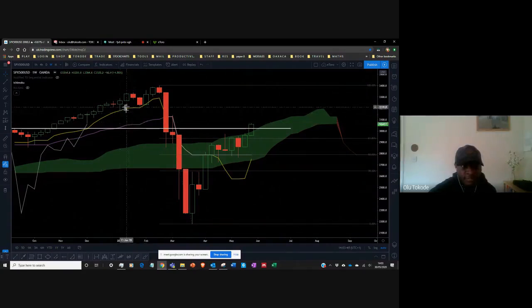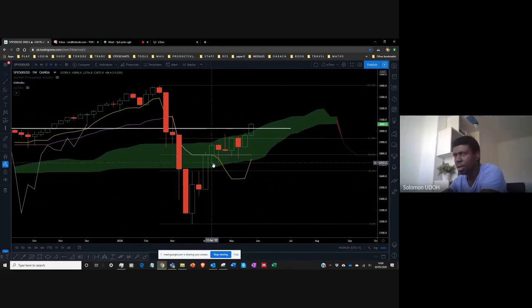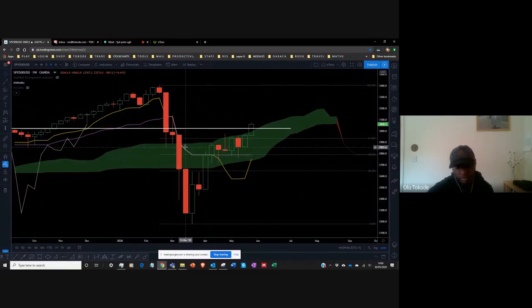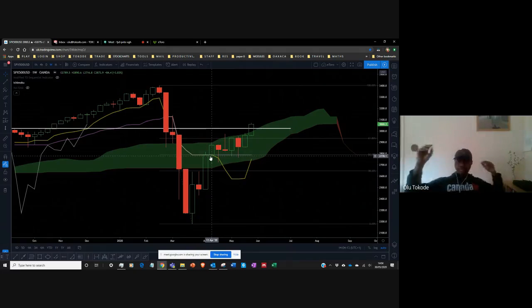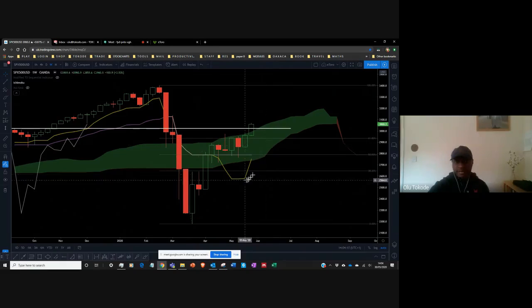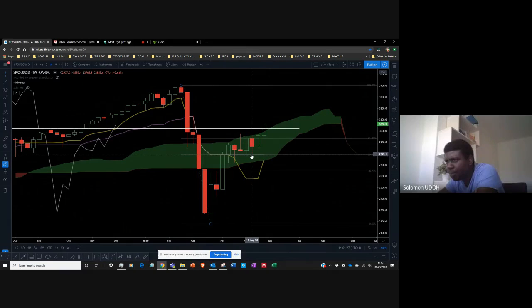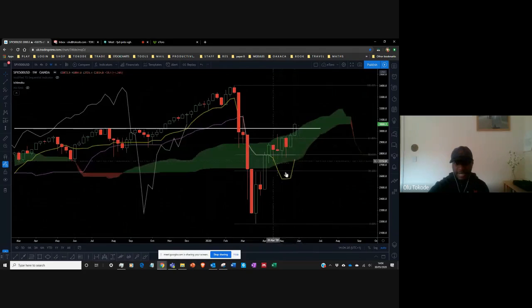Okay. So the yellow one is the fast, the purple one is the slow. This yellow one is 9 periods. This purple one is 26 periods. So when the yellow crosses below the purple, that is looking bearish, and when it crosses above, that's bullish. So right now on the weekly chart, I would be more comfortable with the yellow above. So that's one sign that it is not yet bullish.